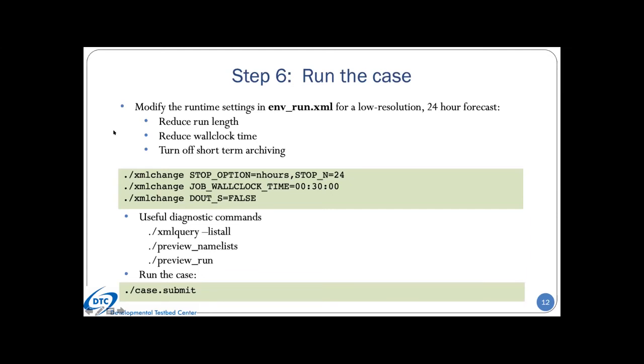We do have another question in Zoom. Can we only choose the four resolutions or any resolution? So with this release of the medium range weather app, we are only supporting those four resolutions for a global grid.